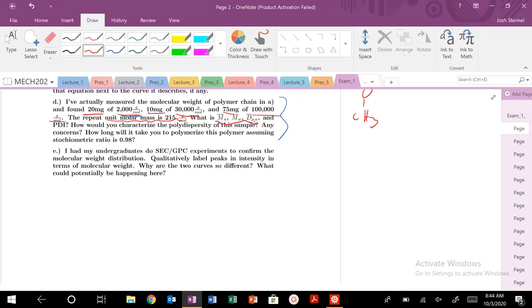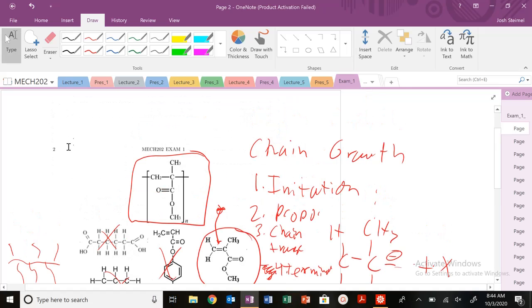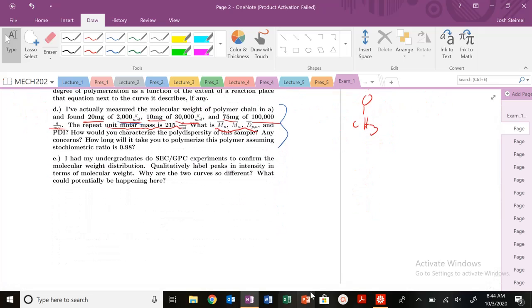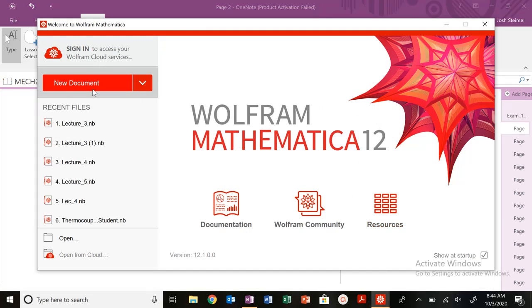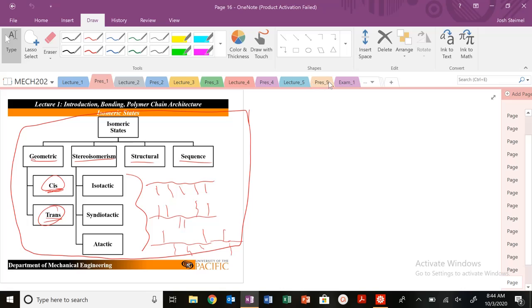So let's go ahead and calculate this out. I'm going to bring Mathematica up. I'm going to do a new document here. Oops, let's go back.